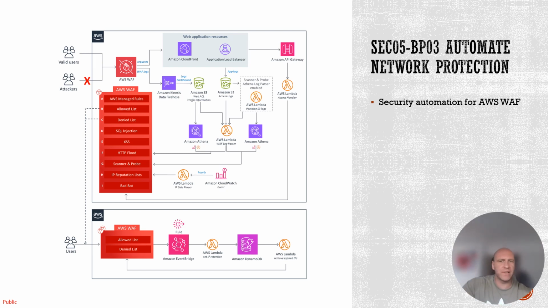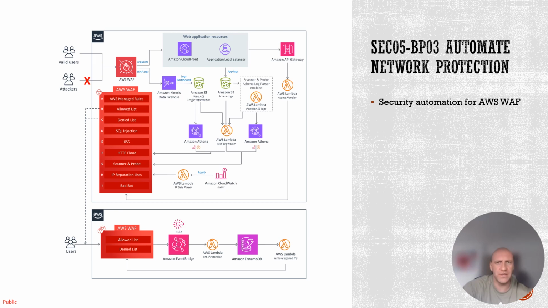So the third best practice is that we need to automate our network protection. We can do security automation using AWS Web Application Firewall. We can automate protection mechanisms to provide a self-defending network based on threat intelligence and anomaly detection, for example, intrusion detection and prevention tools that can adapt to current threats and reduce their impact. So a web application firewall is an example where you can automate network protection.